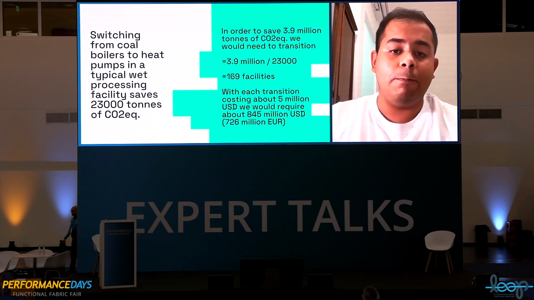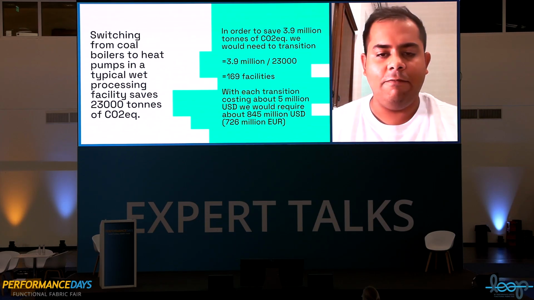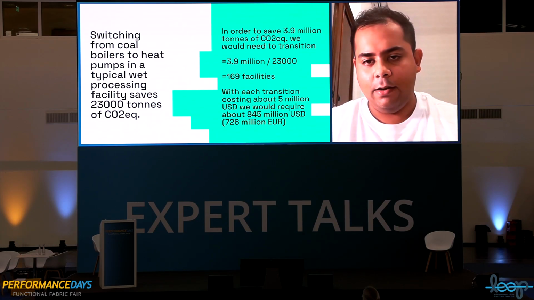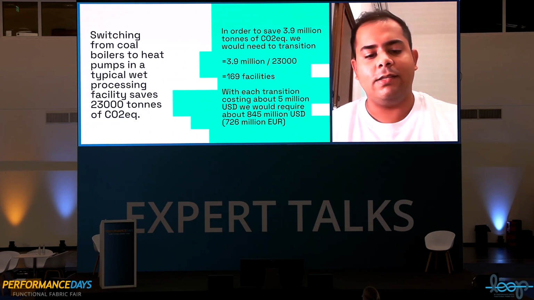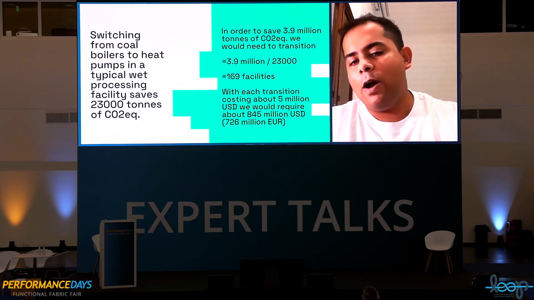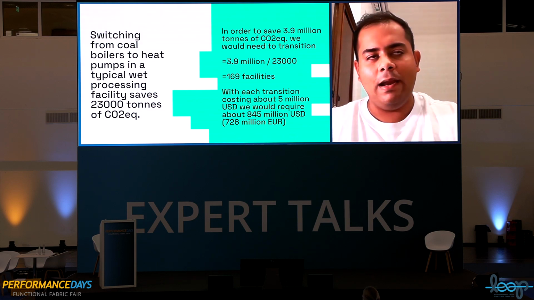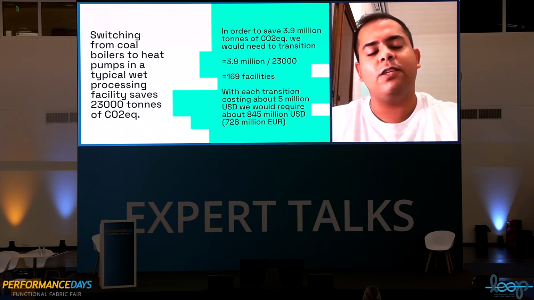So if I multiply 3.9 million by 7.5, that's 29.5 million tons of CO2. So it's almost 30 million tons for the same amount of money. So one of the solutions is giving us 4 million tons, the other is giving us 30 million tons for the same amount of money.